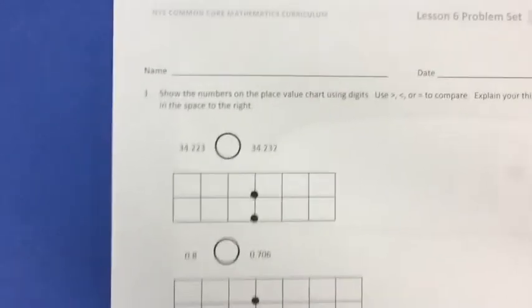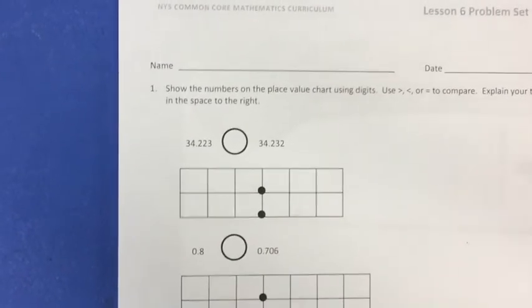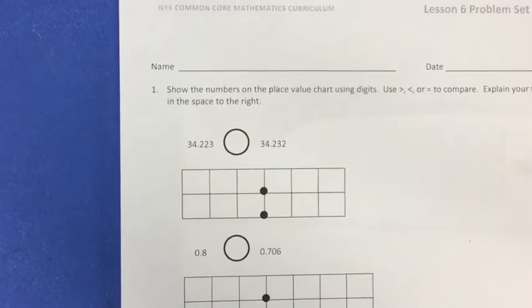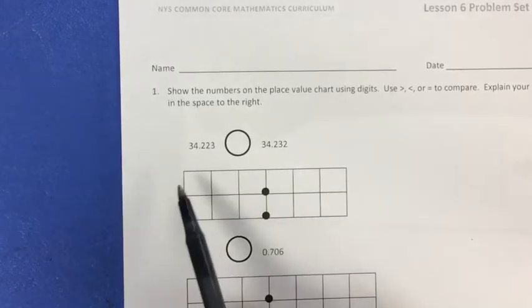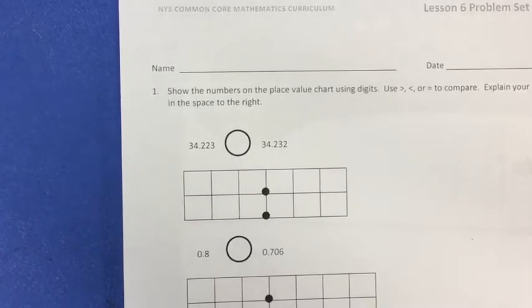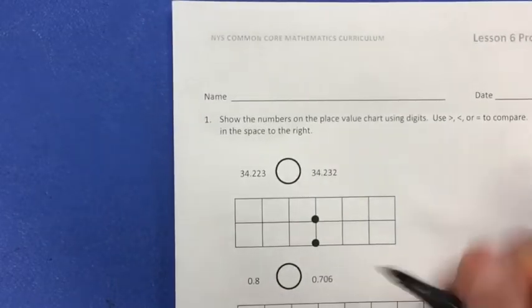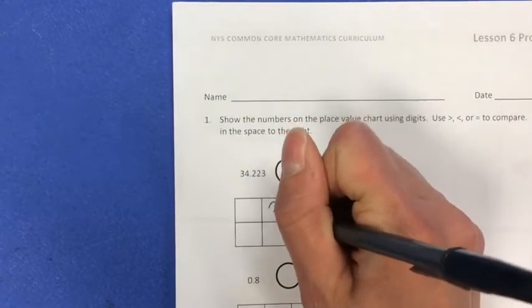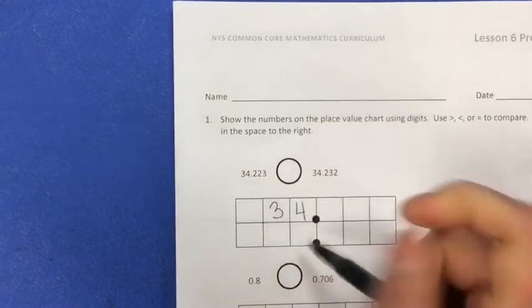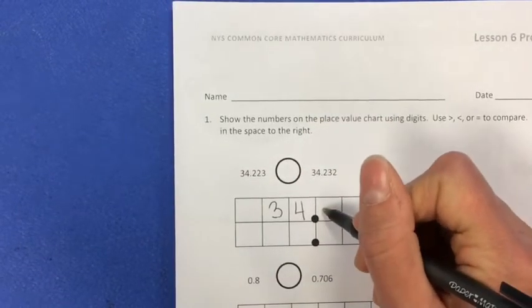Okay, this is lesson 6 for your remote work. The first thing that you're going to do is go ahead and put the numbers in the place value chart. So you're going to take the first one, 34.223, which another way we could say that is 34 and 223 thousandths. So I'm going to go ahead and put that in. I'm going to put the 3, the 4, and the decimal is already there.